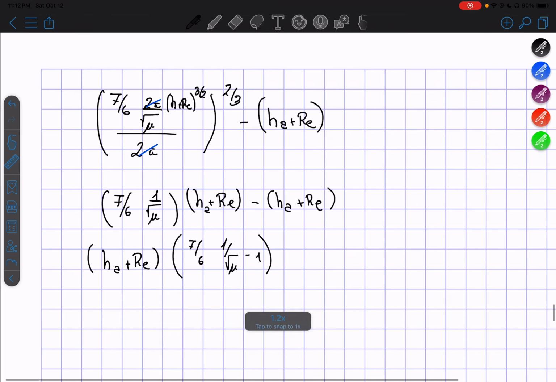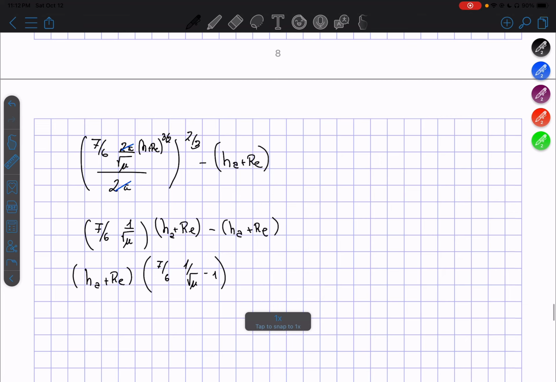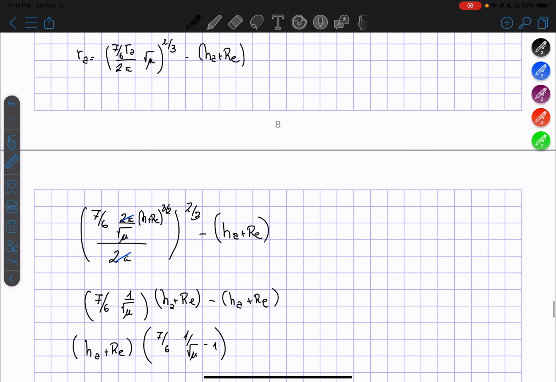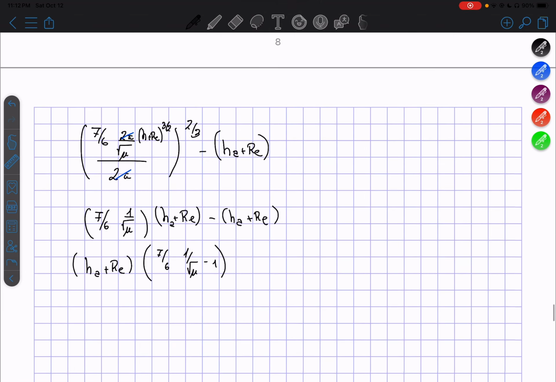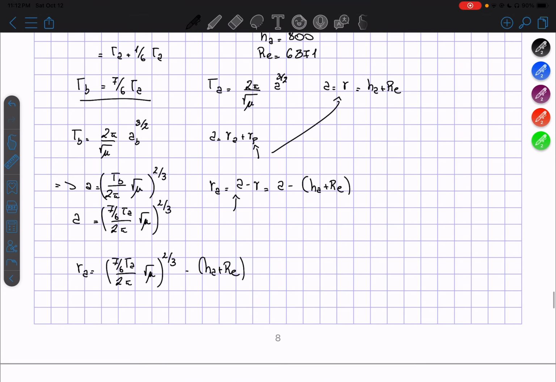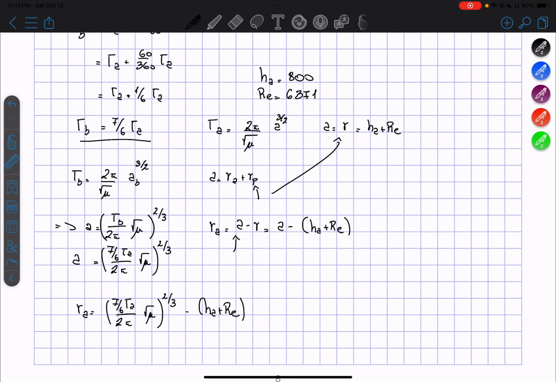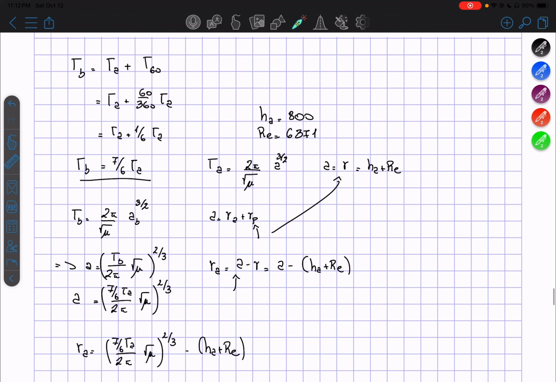I feel like I'm missing something around. No, everything's correct. For some reason, I feel like the units are a little off. Okay, so let's recheck everything.